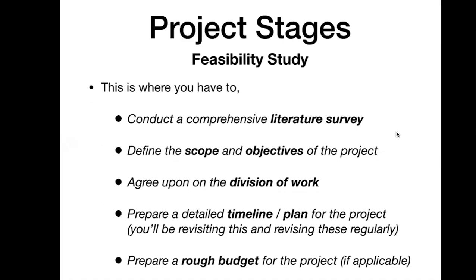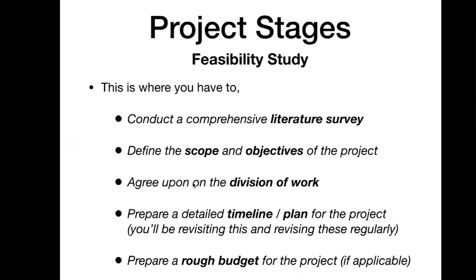So generally, from my experience, in a feasibility study you should conduct a comprehensive literature survey. We will be looking into these subtopics later in the slides and going through how you can successfully conduct a literature survey. And then you can define the scope and objectives of the project, which is also important, because scope and objectives are something that you should have from the very beginning of your work. And then you can agree with your team upon the division of the work. It is also important, because people should take responsibility for certain sections of the project, and how to divide it is important in the very beginning.